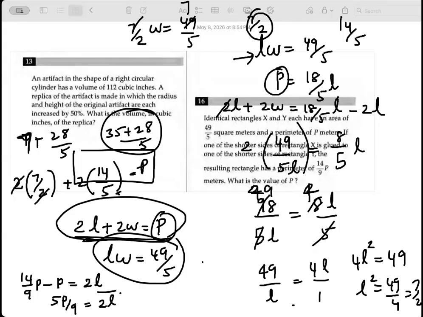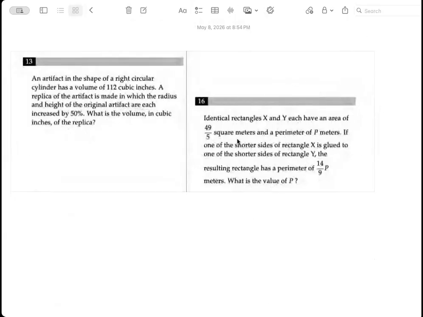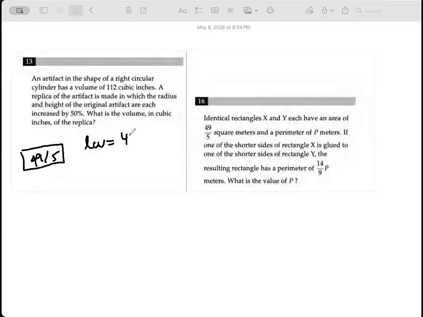So it was a little difficult. Yeah, that was a good question actually. Okay, see guys, let me clear everything. We'll explain this and we can go. So when you think about it, identical rectangles. Here this is 49 by 5 area. What does it mean? LW equal to 49 by 5, meaning length times width. Now when you attach them together, what happens? Here the perimeter was P.